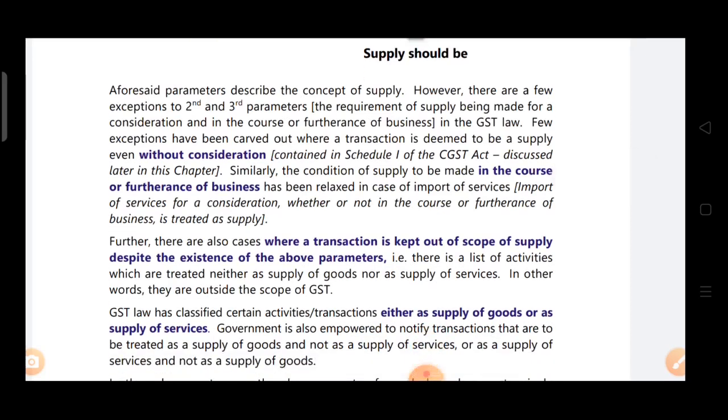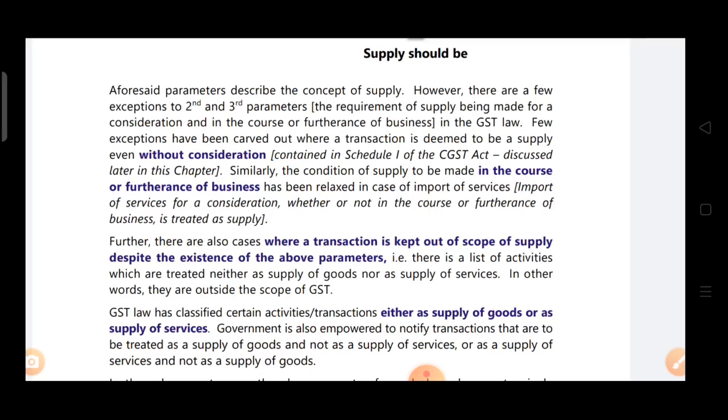Similarly, one more condition of supply is that it should be made in the course of furtherance of business. That has been relaxed in case of import of services. The exception to this condition is import of services, as we have seen in the meaning of supply just now. Import of service for a consideration, whether or not in the course of furtherance of business, is treated as supply. So three conditions are there: consideration, in the course of furtherance of business, and goods or services. The exception to the consideration condition is the activities mentioned in Schedule 1, and the exception to the in-the-course-of-business condition is import of services.